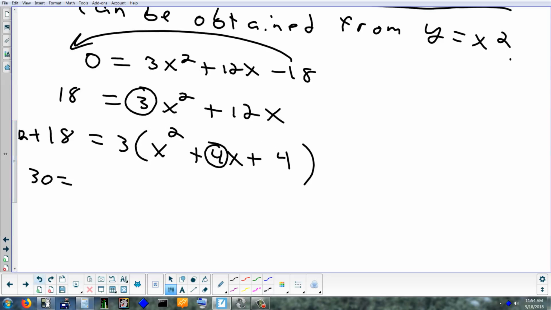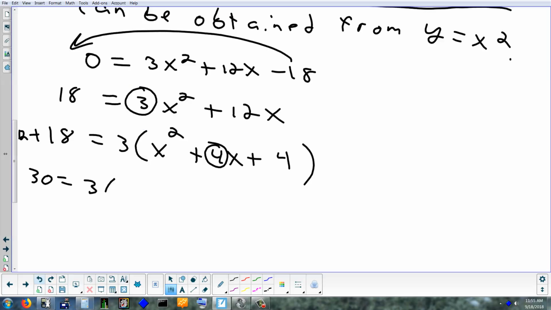That's the part where most people make a mistake. You don't always have to factor out a number in front of x squared. Sometimes it's already a 1, and that's easier. But this is like the worst case. You got to factor it out, and just don't forget that you really added 12.